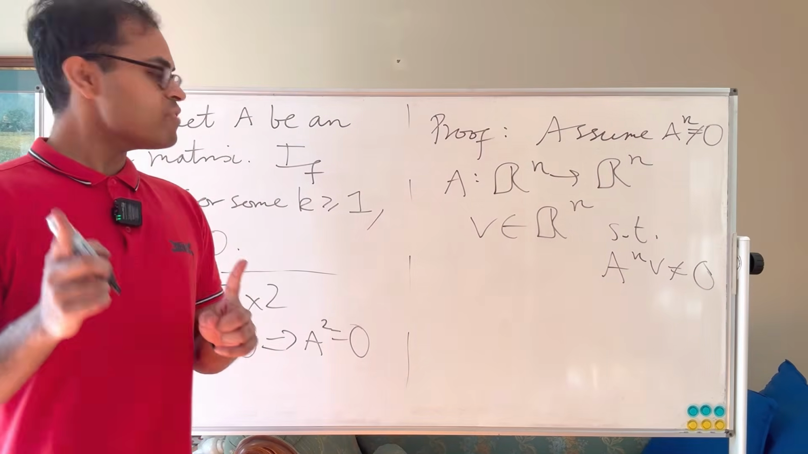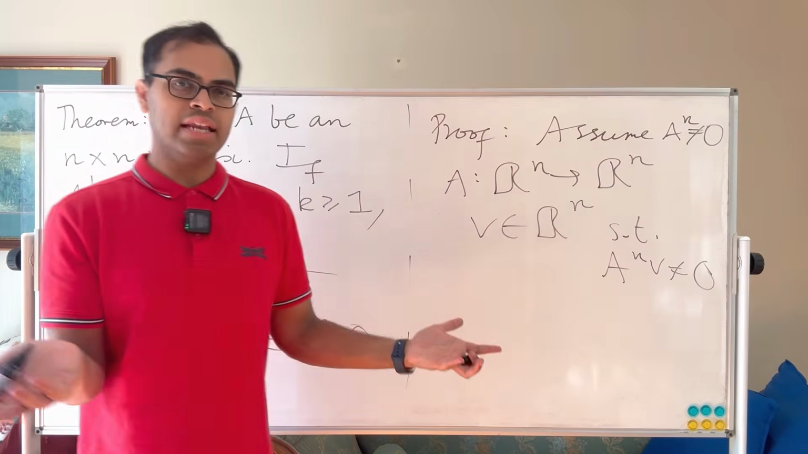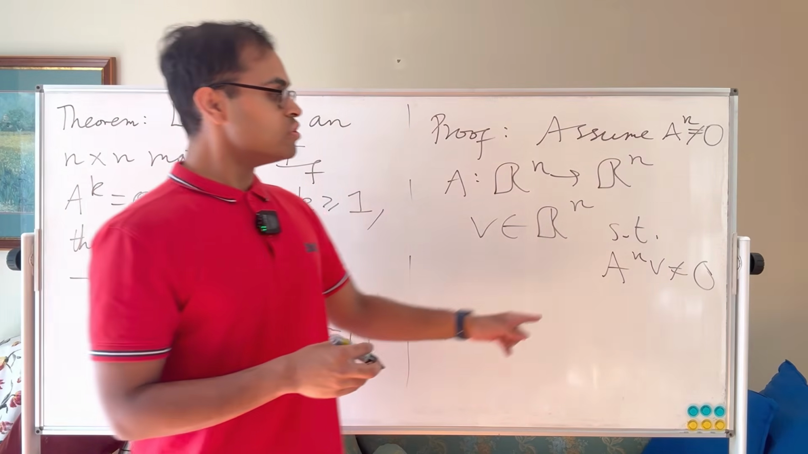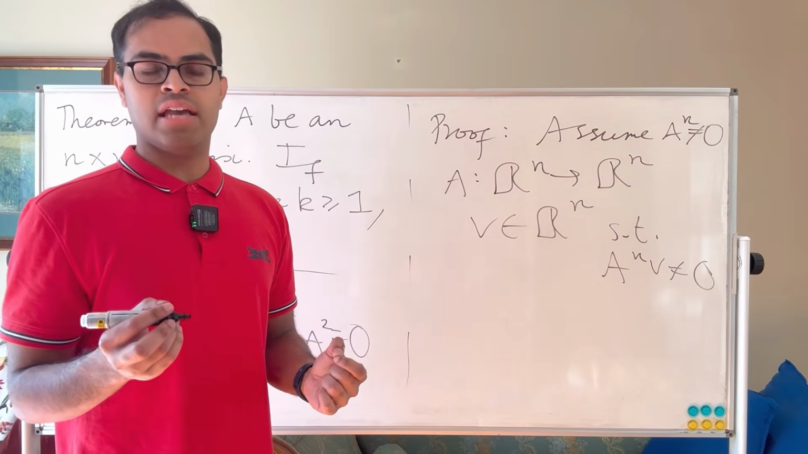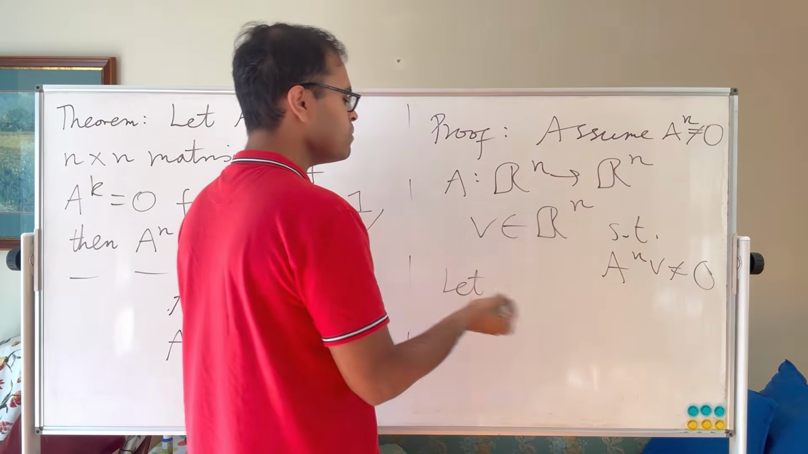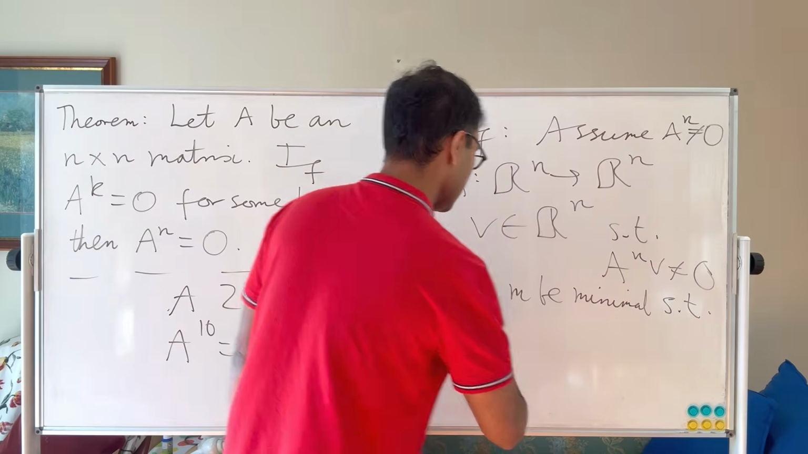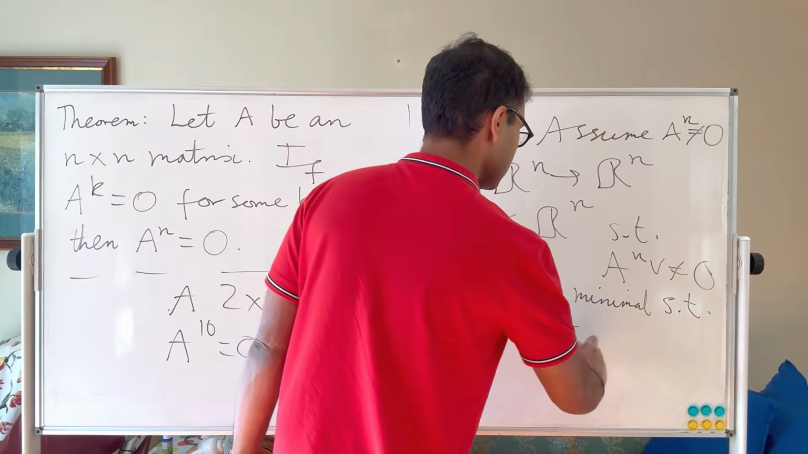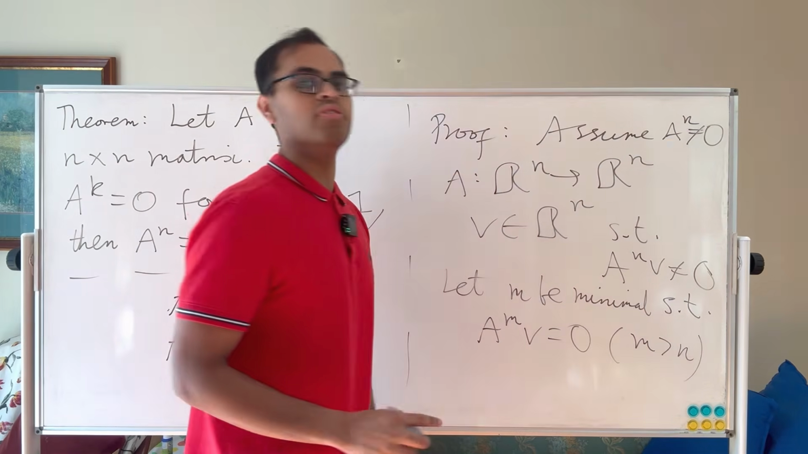However, we know that A to the k is 0 for some k. Of course that k has to be greater than n, otherwise A to the n times v would be 0. Therefore we can conclude that there is a minimal such k. Let me call it a different letter: let m be minimal such that A to the m v is equal to 0. And of course we know that m is greater than n.